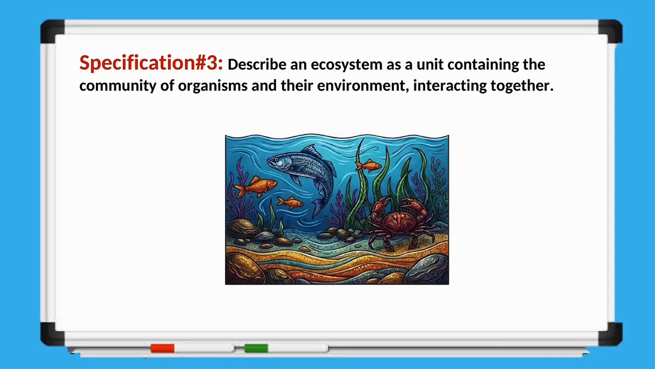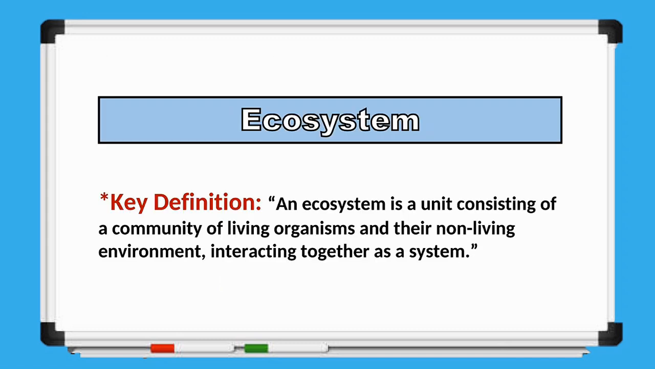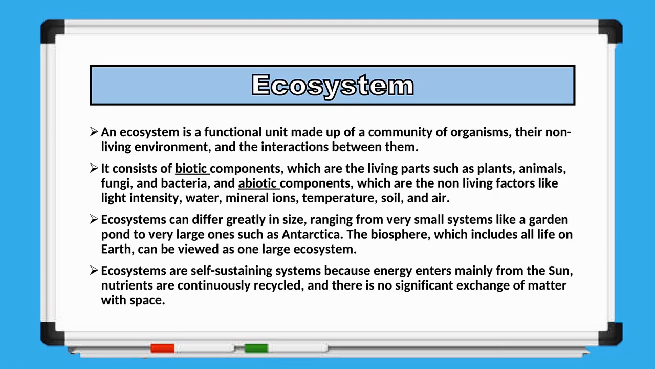Then we move on to specification number 3, which asks us to describe an ecosystem as a unit containing the community of organisms and their environment, interacting together. Now, let's understand what an ecosystem is. An ecosystem is a functional unit made up of a community of living organisms, their non-living environment, and all the interactions between them. It includes both the living and non-living components that work together to maintain life.